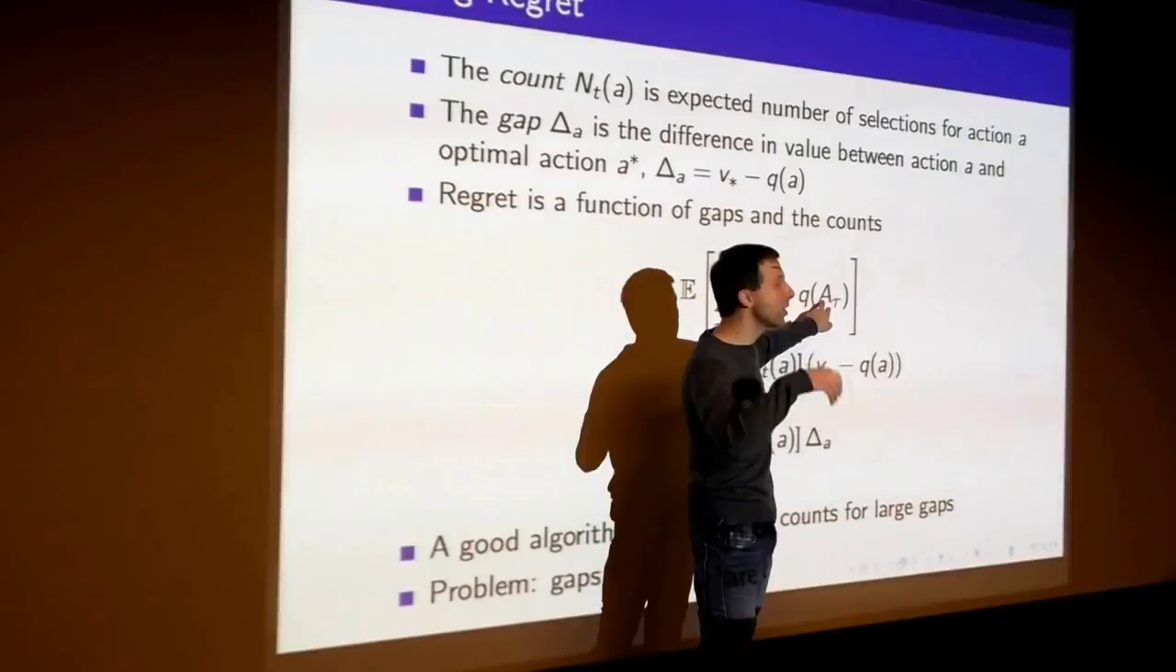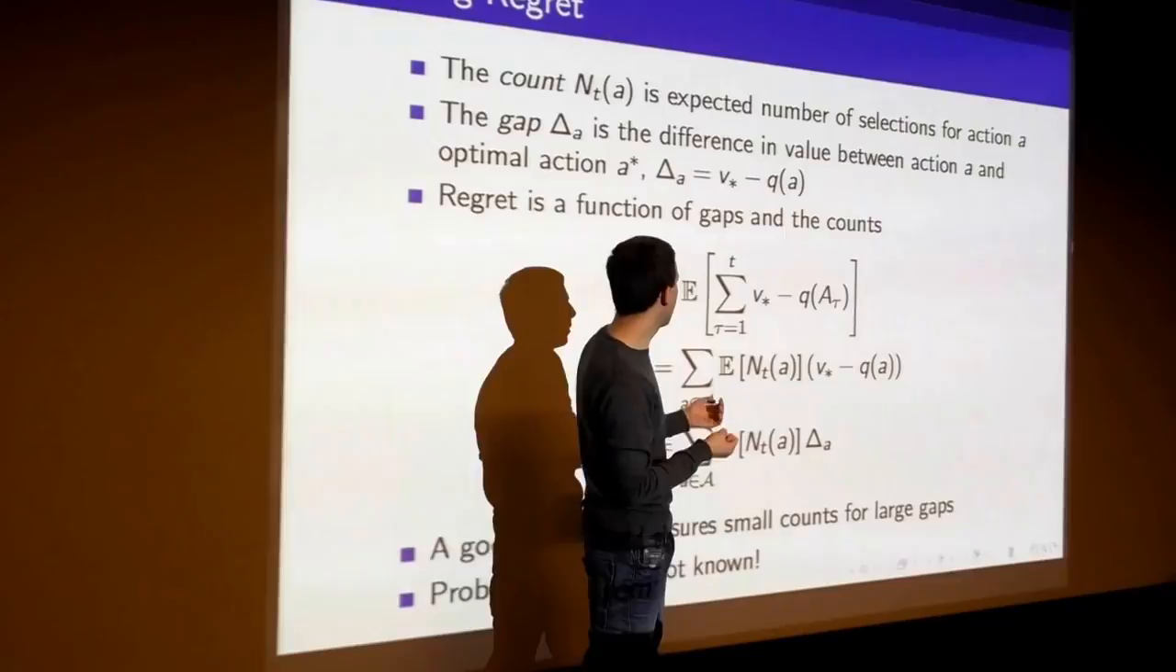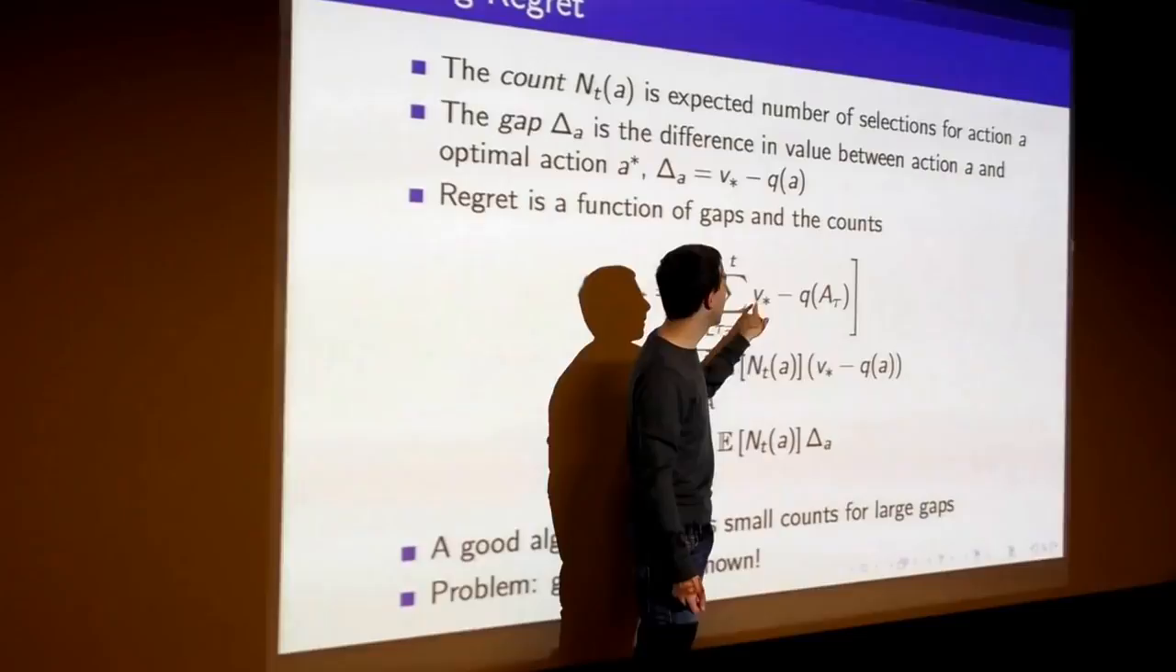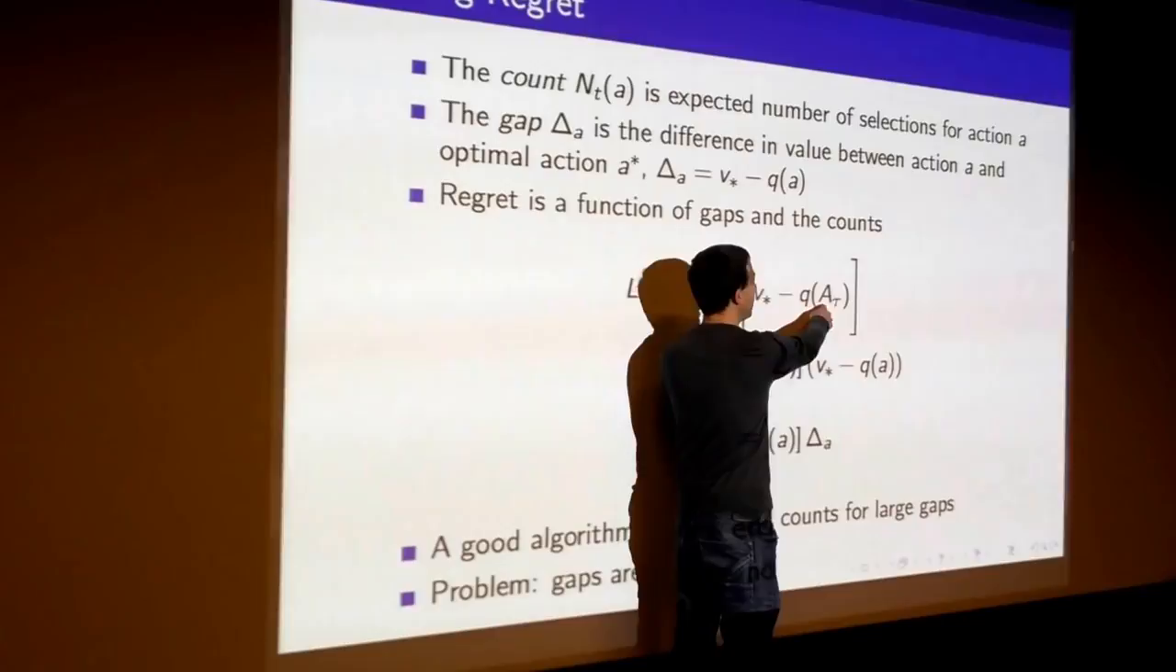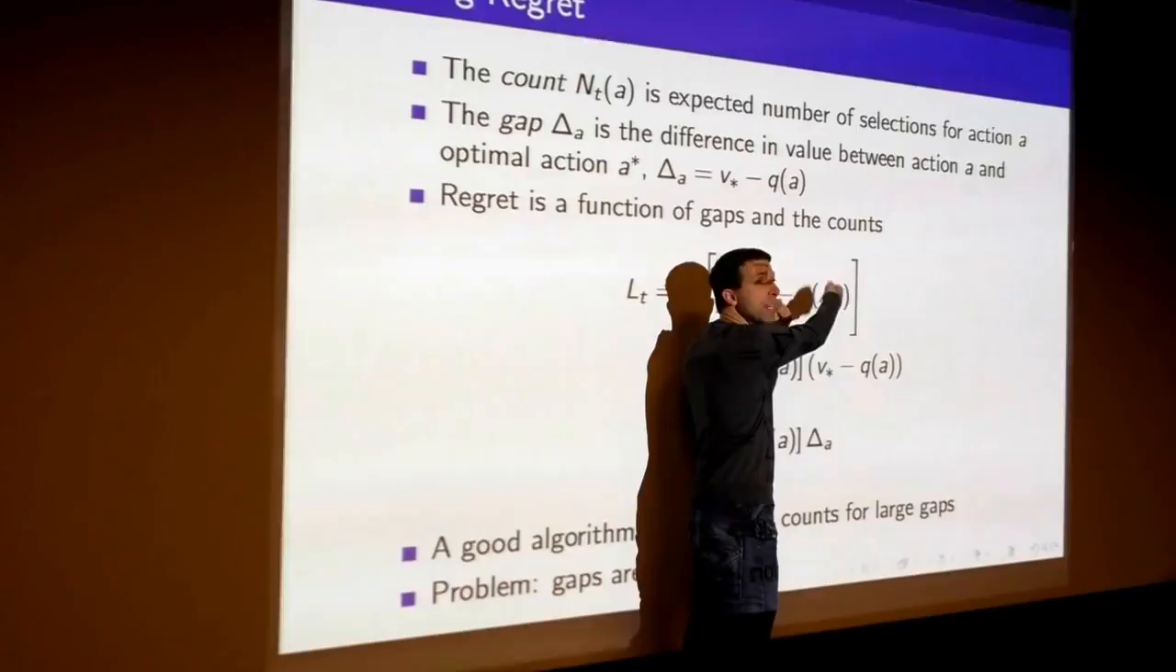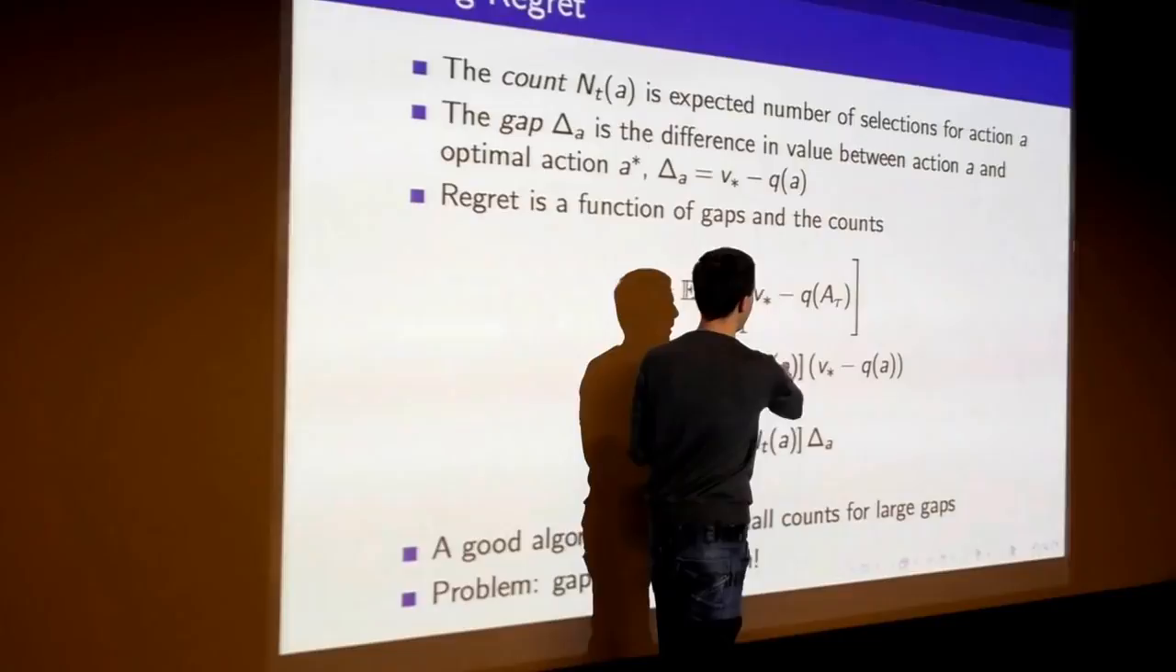And then we just sum those things up, and we see that we can pull out the count now. If we're summing up how much we lost each time we picked this action, then that's the same as counting how many times we chose this action and multiplying it by how much we lost each time we did pick that action. So we just have to count how many times we picked this action, that's our count here, and multiply that by this gap, how much worse that action was than usual.